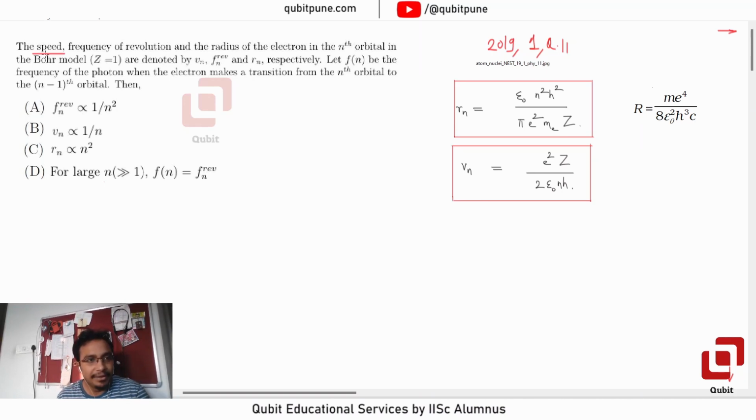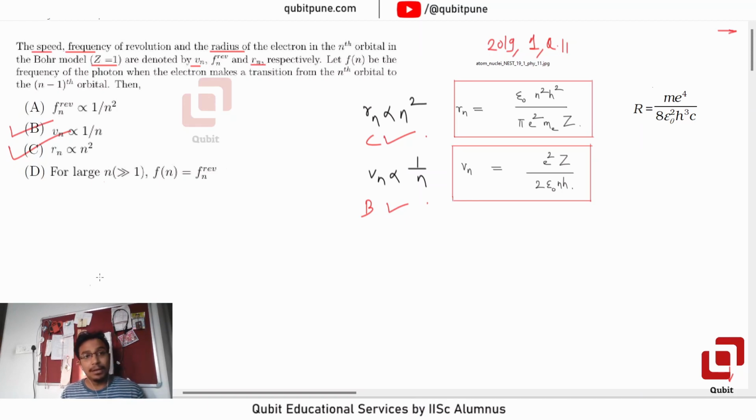So we are given the speed, frequency of revolution and the radius of revolution in the nth orbital, Bohr model Z is 1, Vn, f rev n and Rn. Now if we know these two formulae, which we have been using from quite some time now in almost every MCQ, we are either using Rn, Vn or En. Rn varies directly with n squared, so option C is correct. Vn varies inversely with n, so option B is also correct. So these are two very basic formulae.